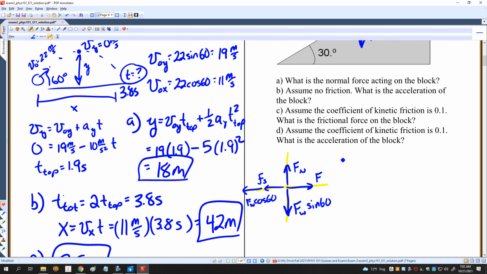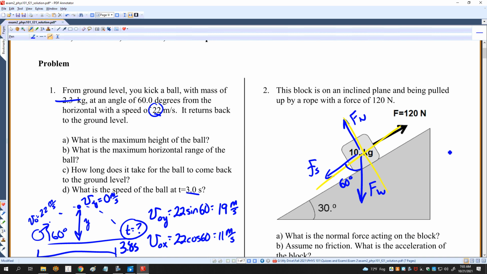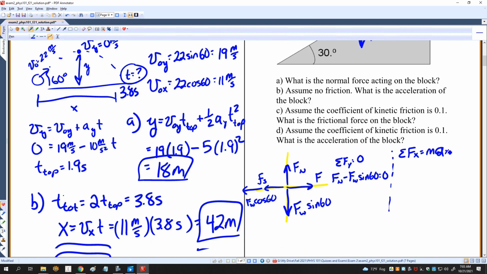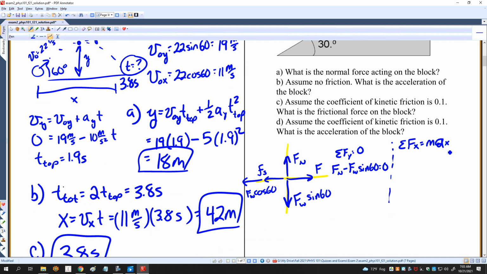And now for the final step, I'm going to do the sum of the forces in the y direction. That's going to equal 0. That's Fn minus Fw sine of 60 equals 0. And I can do the same for the sum of the forces in the x direction, equals max. Let's see, what is my acceleration? Oh, so it is accelerating, so ax is not 0.